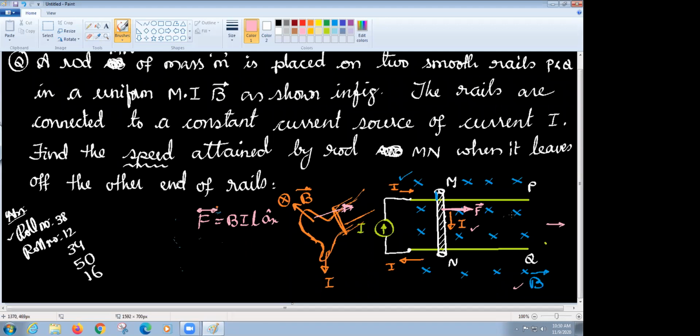You can take, for example, this extreme here. Anyway, this rod MN will move along the rails PQ. You just come up to this extent and think what happens. Just do it now. First put pen on the paper and do it.